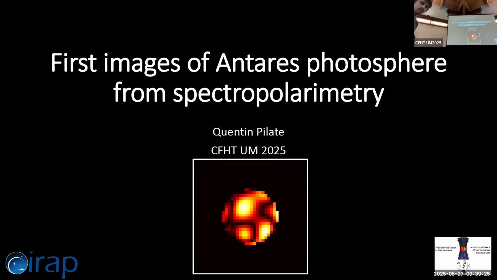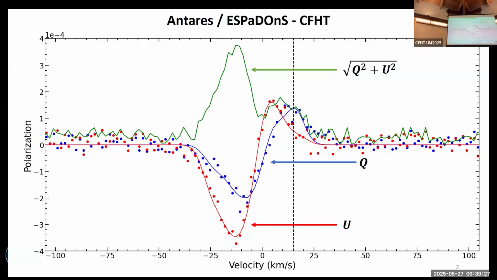In 2022, we observed the red supergiant Antares with ESPaDOnS, and we found a strong linear polarization signal at its surface. As you can see here, Stokes Q is represented in blue, Stokes U in red, and the total linear polarization in green. The first question that we can ask is, where does this linear polarization come from?